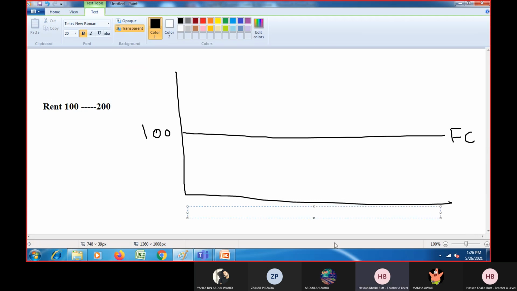Let's say after producing at this level, there are different levels. This is 0. Then we have 1, 2, 3, 4.